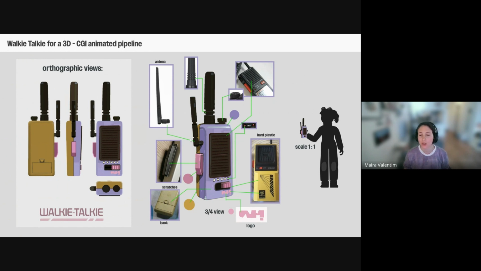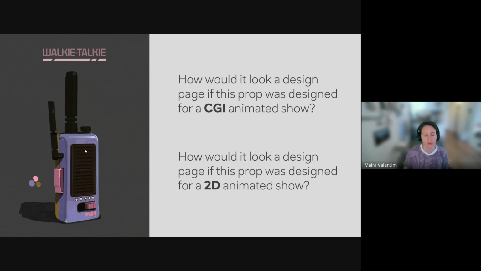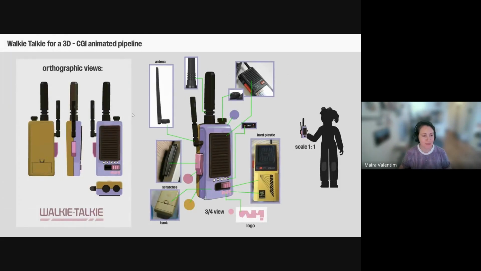Sometimes you have fun with a design page, but let's say that the most fun part is to just draw and that's it. But in a production, you have to finish your design page. So orthographic views, and then you have a clear 3/4 view. Sometimes you might need more than one drawing. It depends if your prop is very complex.